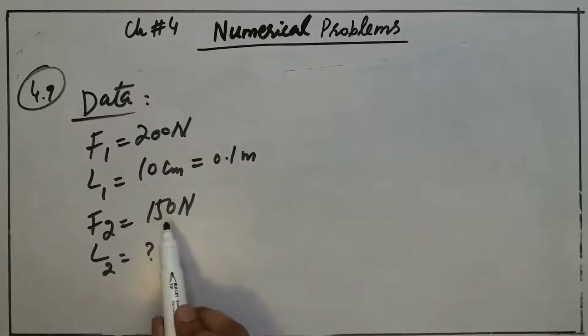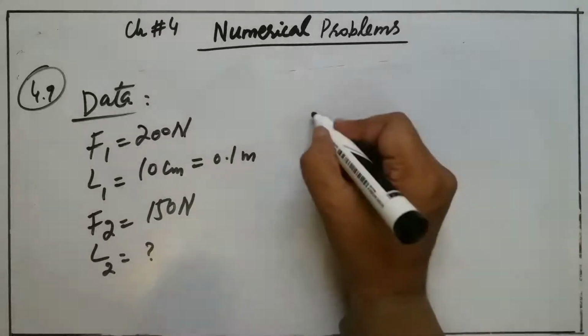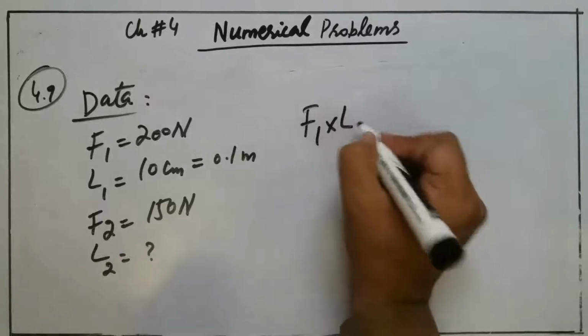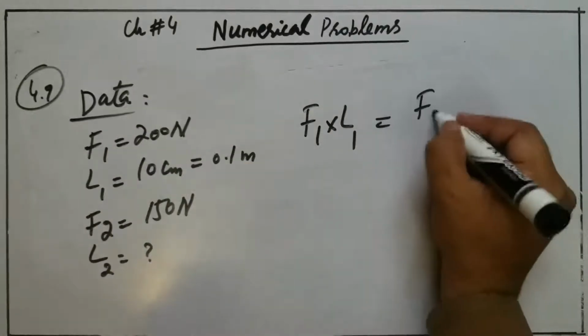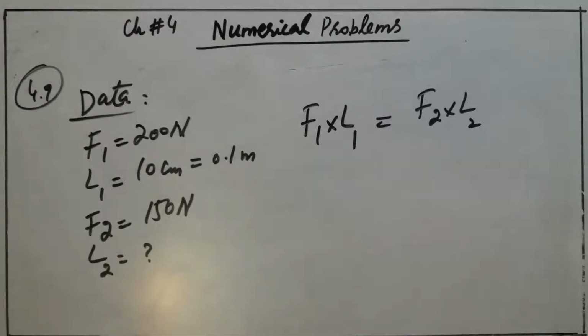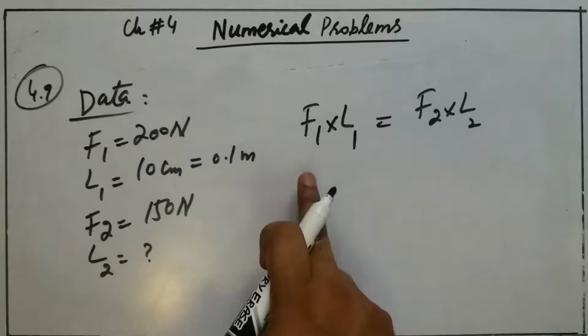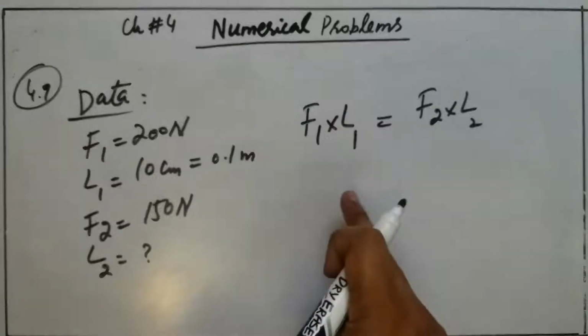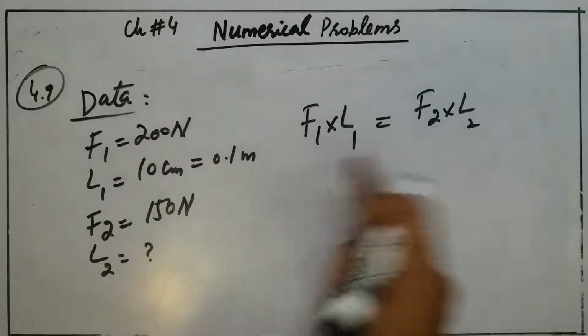And force number 2 is 150 Newton, and the length where we have to apply this force in order to loosen the nut, we have to find out. So accordingly, force number 1 and length number 1 that is producing clockwise torque should be equal to force number 2 and length number 2 that is producing anti-clockwise torque. One torque that is tightening the nut and the other torque that is going to loosen the nut should be equal.